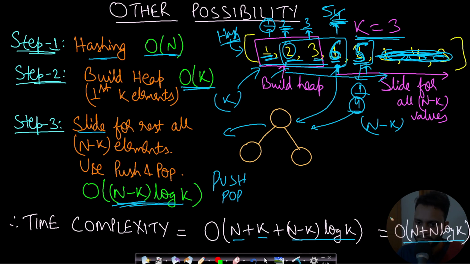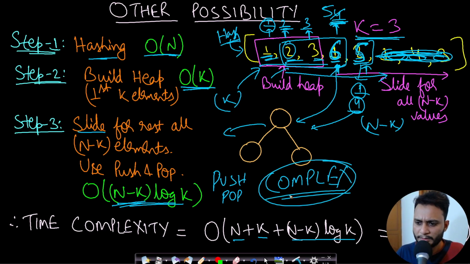So which algorithm is better? Actually, this one seems more complex than the first one which I had shown. Now, is it a good idea to use this algorithm instead of the first one? You will see that this time complexity is n log k, right? And in the previous case, we had seen that it was n plus k log n.